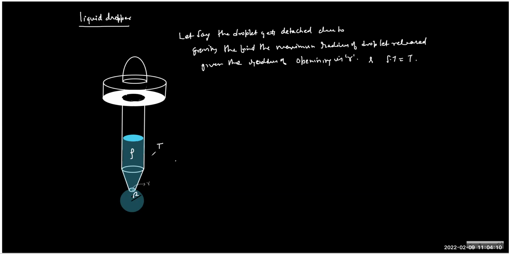Hello, sir. Yeah, tell me. Sir, I got R max is equal to under root RT by 2 rho g. Okay, and the root is correct, I think. Let me check.